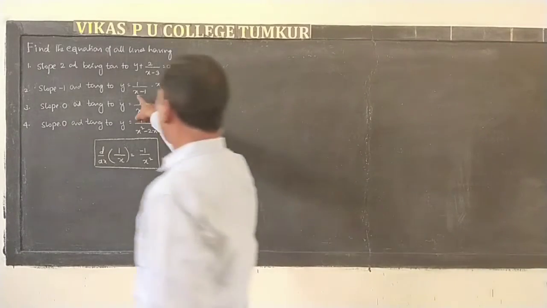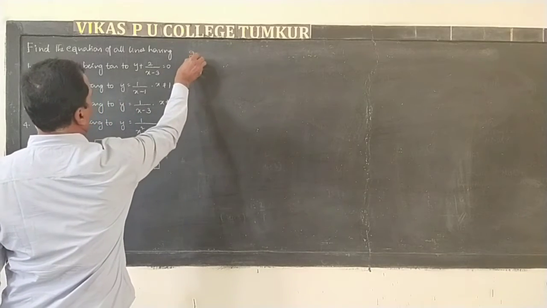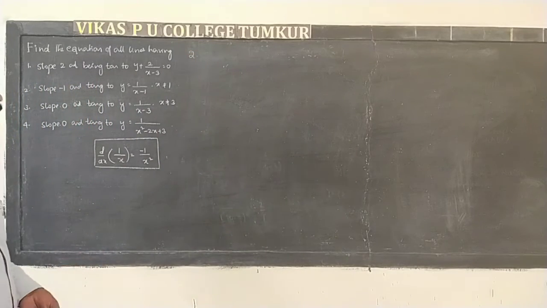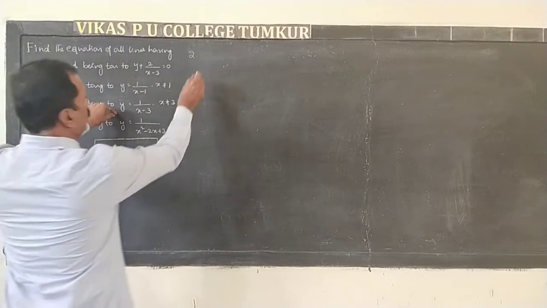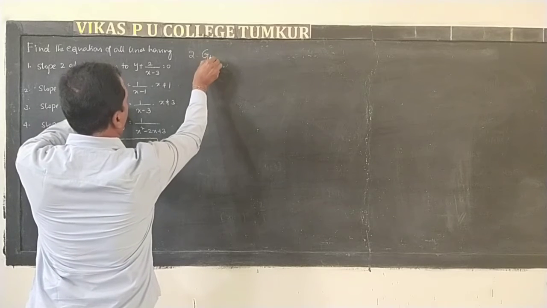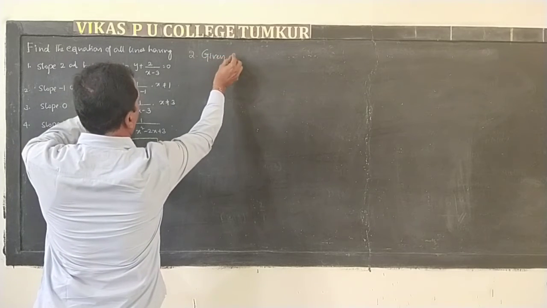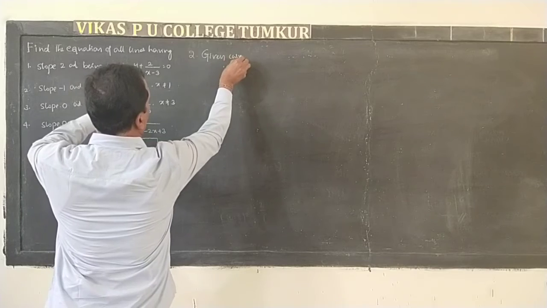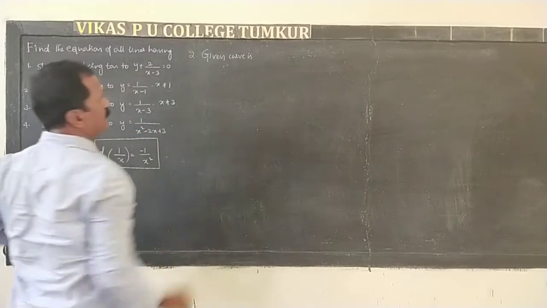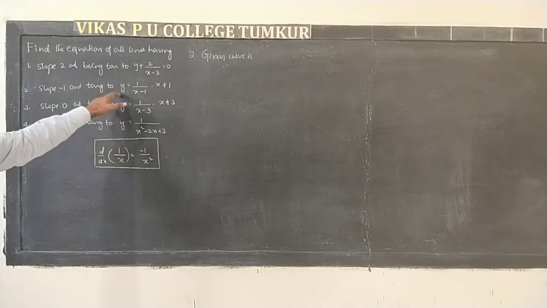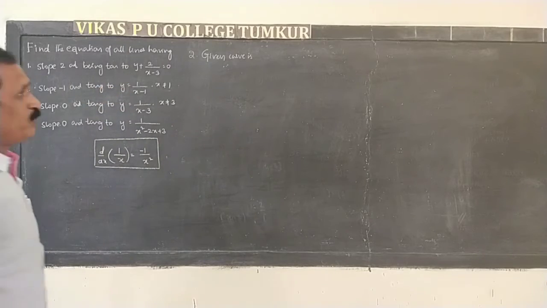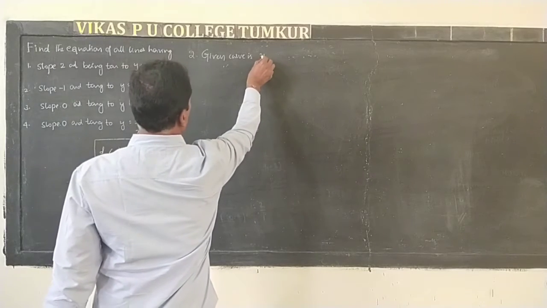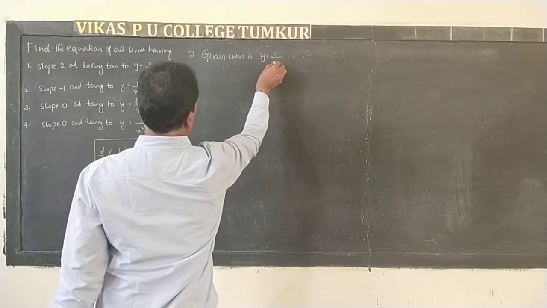So what is the given equation of curve? Second problem. What is the given equation of curve? First write the equation. Given curve or equation of curve is y is equal to 1 by x minus 1. y is equal to 1 divided by x minus 1.